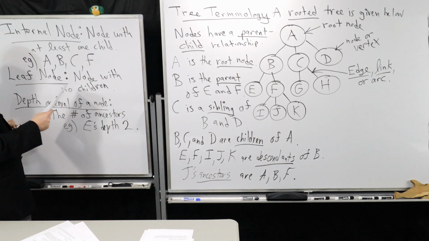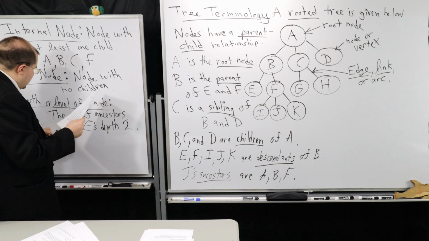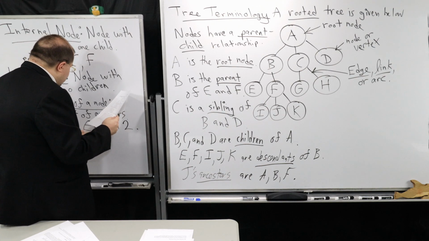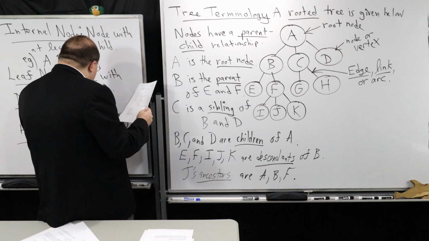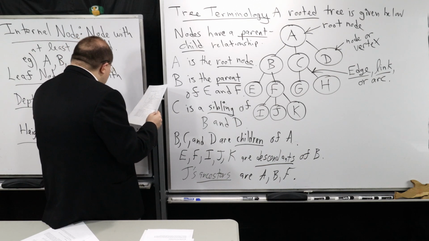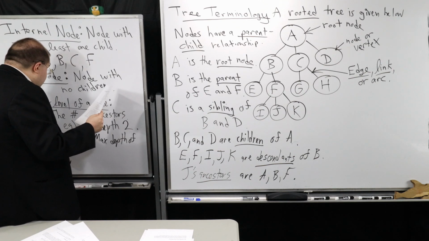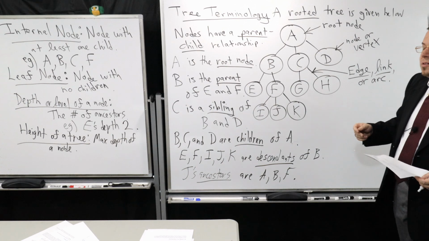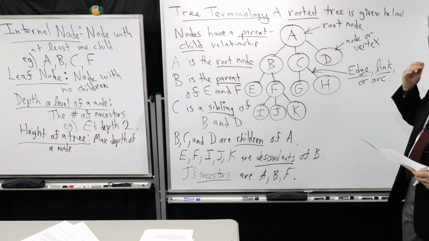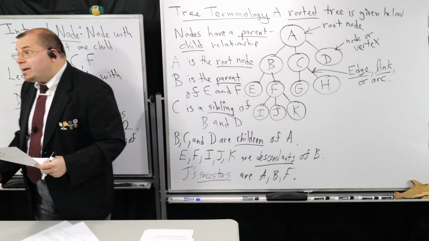Okay, how about the height? Now the height of a tree. A tree's height is simply the maximum depth of any one node. It's the max depth of a node. So can somebody tell me what the height of this tree is? What's the height of this tree? It's 3. Very good.